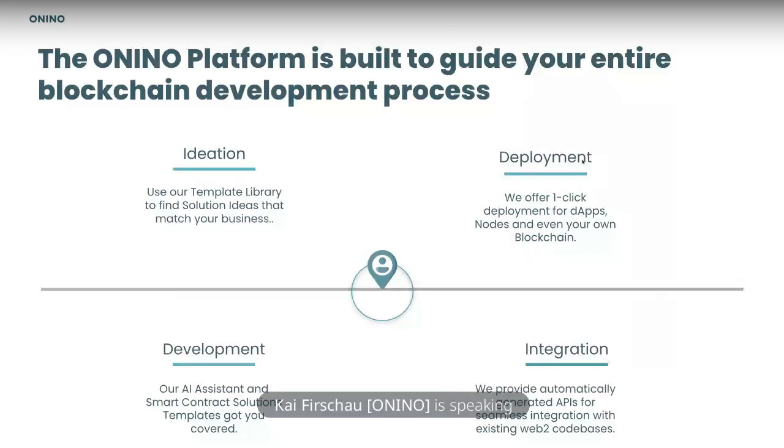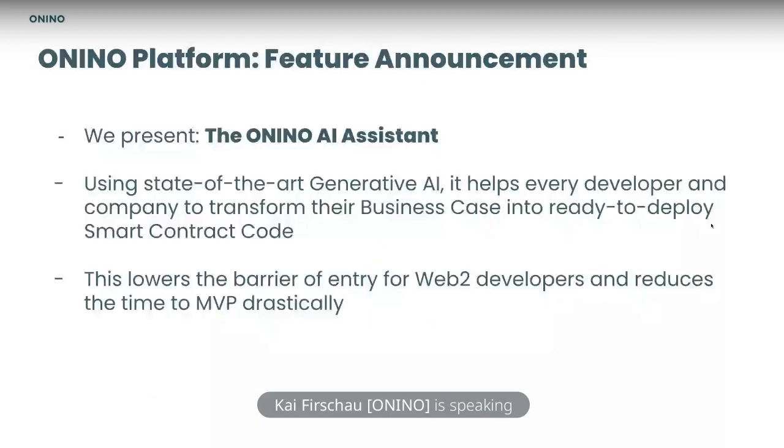Yeah, and with that, we can come to the next slide, where we have a little teaser for you, which is that we want to announce one of the first features of the Nino integration platform that I just shortly mentioned, which is called currently the ONINO AI Assistant. So basically, we have taken state-of-the-art generative AI models and have built a web application around them, have pre-trained them to fit our needs. And now in the end, we have a, so to say, AI-based assistant that helps every developer and every company out there to simply transform their business case into ready to deploy blockchain smart contract code.